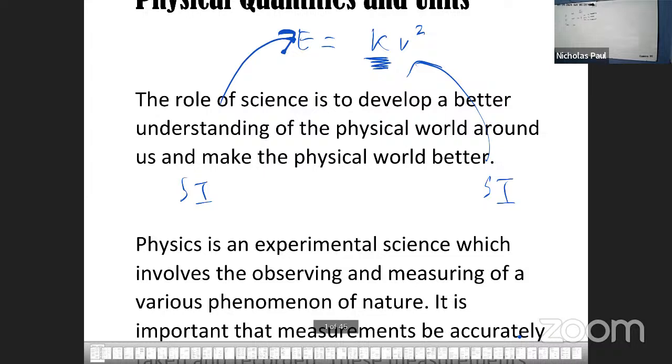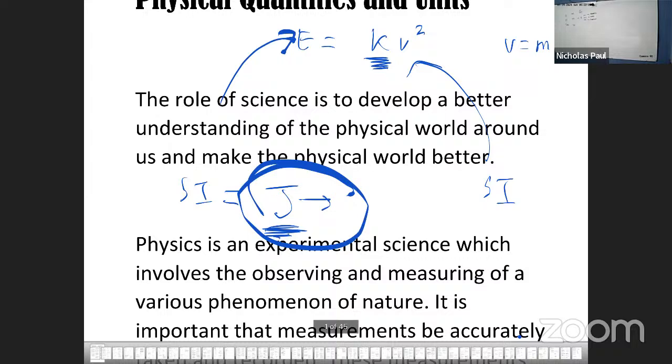But if I use the SI unit for energy, let's say joules, and the SI unit for velocity, which is m s minus 1, will that help me? No. I have to know the SI units for joules in terms of base quantities. You can work it out. If you take the base quantities in joules, we would be able to figure out the SI unit.